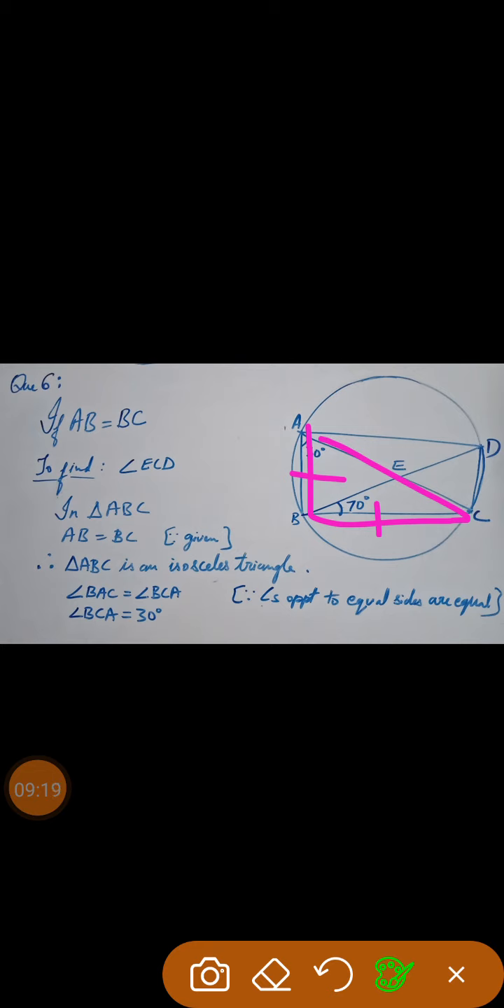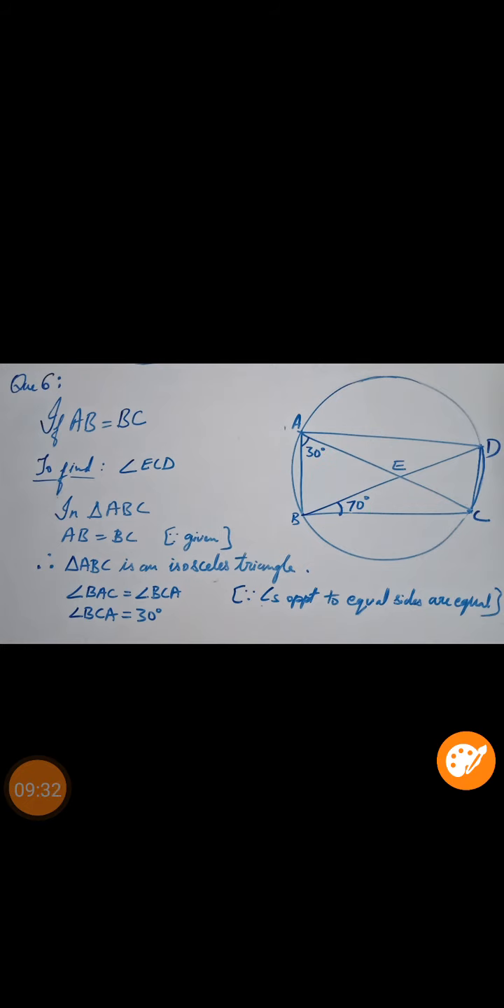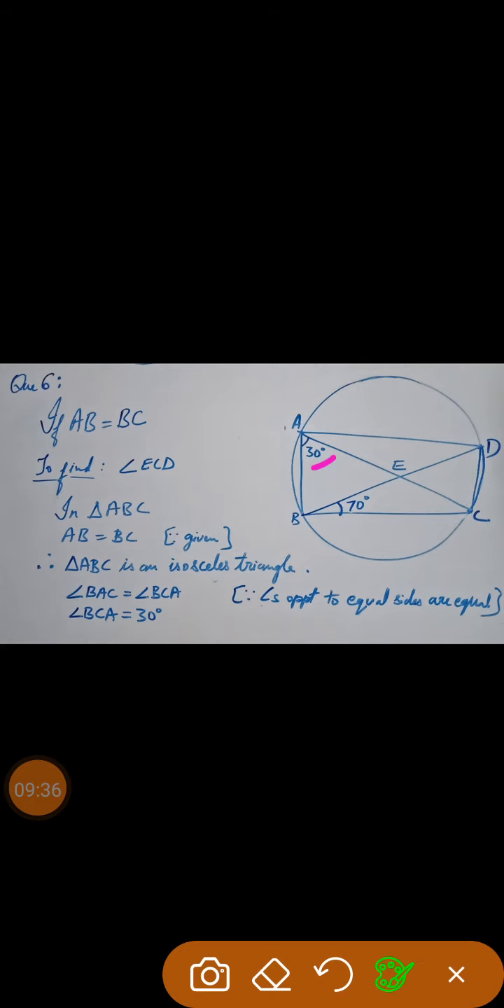And we know that in an isosceles triangle base angles are also equal. Why are these equal? Because angles opposite to equal sides are equal, we know that. So this angle BAC, this angle, and angle BCA, this angle, these both are equal. So if BAC is 30, angle BCA is also equal to 30 degrees. It is written here.